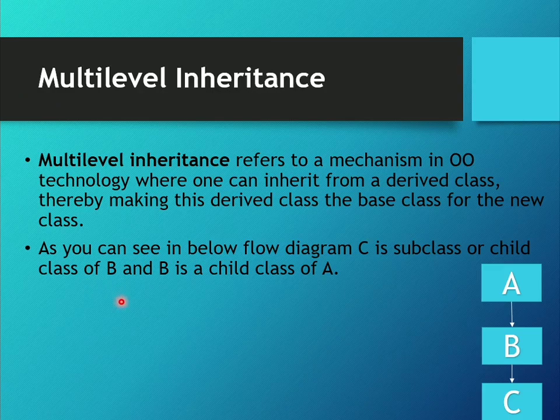The next one is multi-level inheritance. Multi-level inheritance refers to a mechanism in object-oriented technology where one can inherit from a derived class, thereby making this derived class the base class for the new class. As you can see in the flowchart below, C is a subclass or child class of B, and B is a child class of A, and B is intermediate for both A and C.